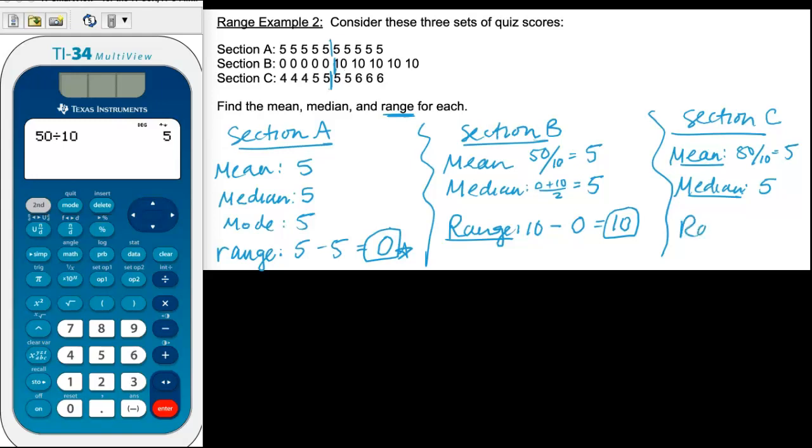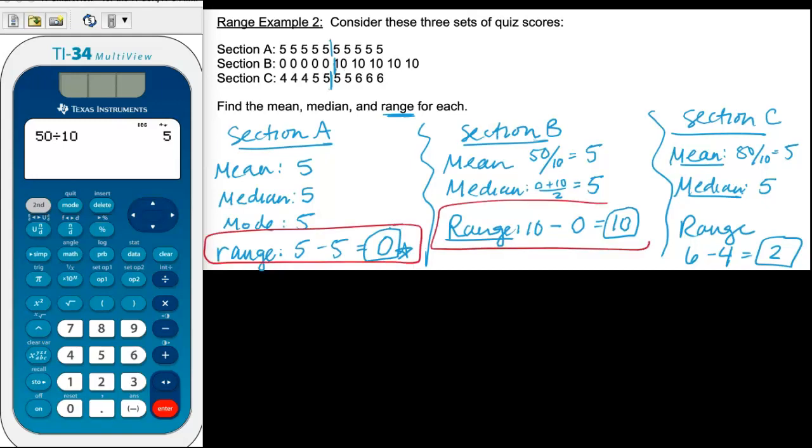So it's helpful to find the range. So I'm going to take the high, 6, minus the low of 4 and get 2. So I have the exact same mean and median for all three sections, but I have different ranges. So I have a range of 0, I have a range of 10, and I have a range of 2.